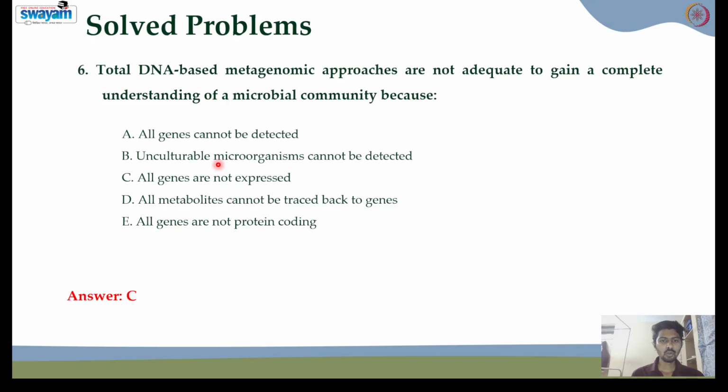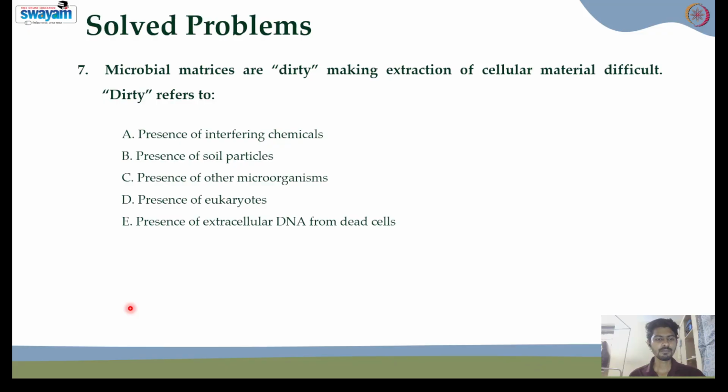And as we all know, metagenomics can identify without any culturing. It is a cultivation independent technique, right? So this is also true. But all the genes that are identified, whether it is expressed or not, we cannot get these details from total DNA based metagenomic approach. So the correct option is option C, all genes are not expressed. Okay, we will move on to the next question.